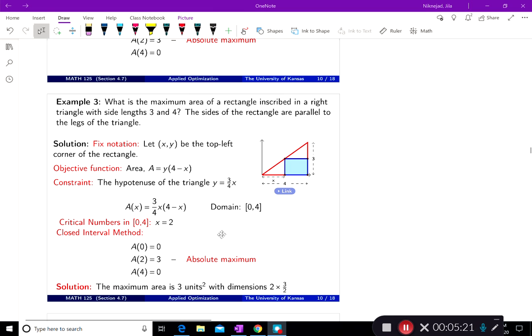The question is asking what is the maximum area of the rectangle, and we also want to give the dimensions that give that maximum area. For the dimensions, you solve for x, and that was 2. You plug it back into y equals 3/4 x, and you get 3/2 for y. And so the dimensions are 2 times 3/2.